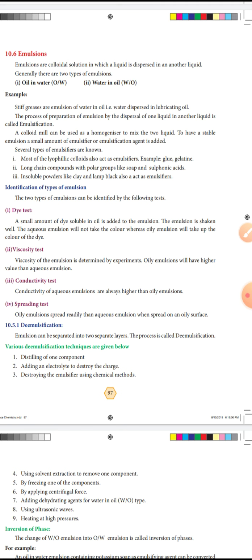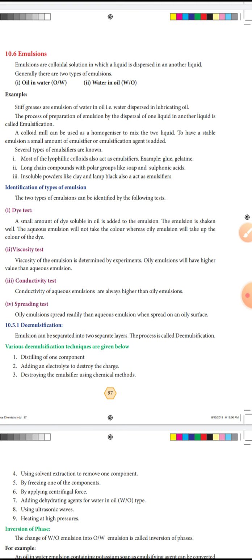So the next is adding a dehydrating agent for water in oil. Water in oil type means we want to add the dehydrating agent. Using ultrasonic waves to separate the layers. Heating at high pressure: we want to heat that solution at high pressure, and we can separate that solution.